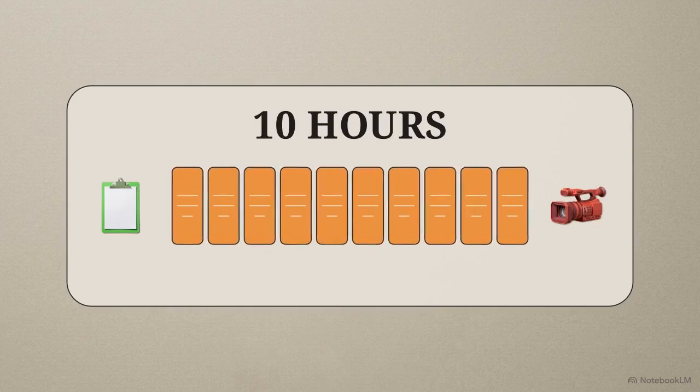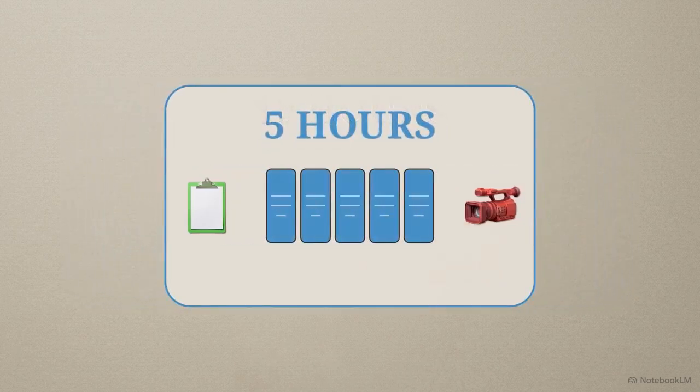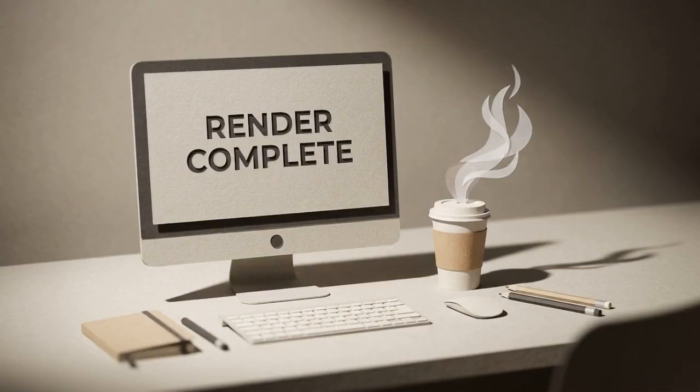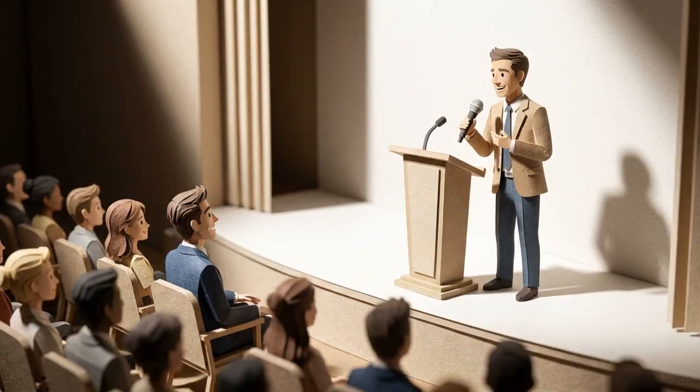A typical video production schedule that used to take you 10 hours of editing a month can easily be cut down to 5. By handing the tedious research and the work of creating visuals over to your digital crew, you get your time back. You can spend your energy focusing entirely on the story and emotional connection with your audience.